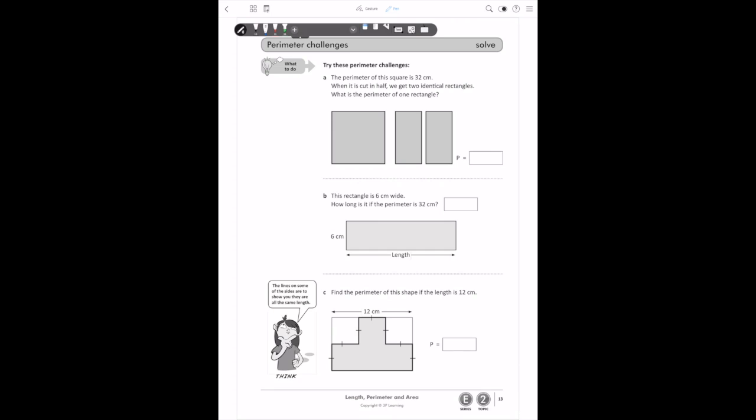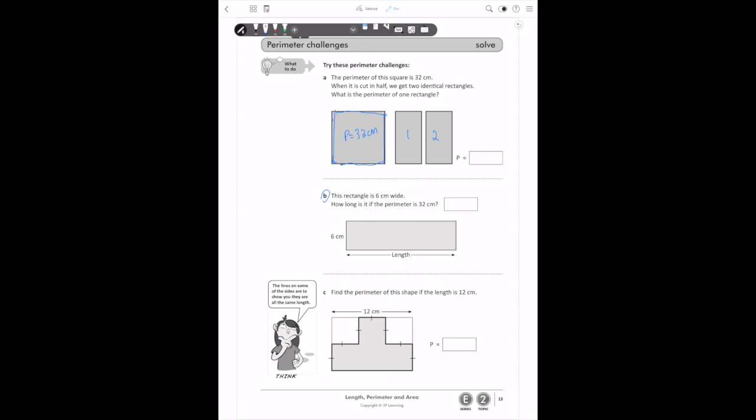Okay, so if the perimeter of this square is 32 centimeters, when you cut it in half, you get 2 identical rectangles. What is the perimeter of one of those rectangles? So you know that a square is the same on all sides, right? So just figure out what those sides are.